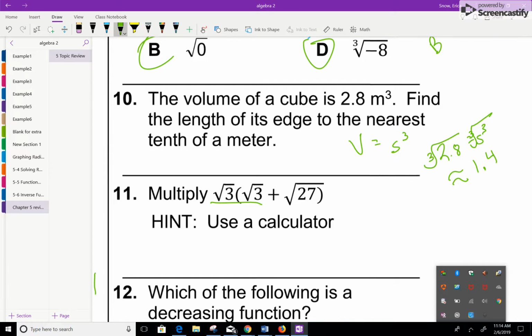This one has us multiplying these, and it says use a calculator. So I'm going to use a calculator. I'm going to do square root of 3 times the square root of 3 plus the square root of 27, and I get 12.